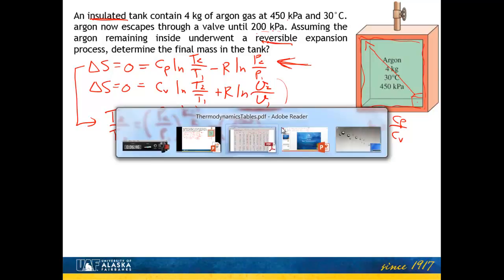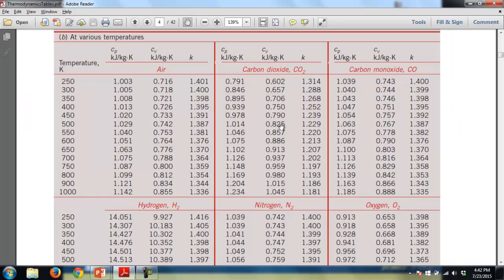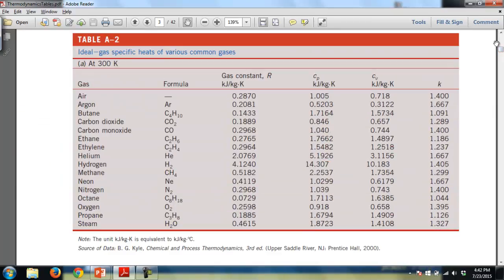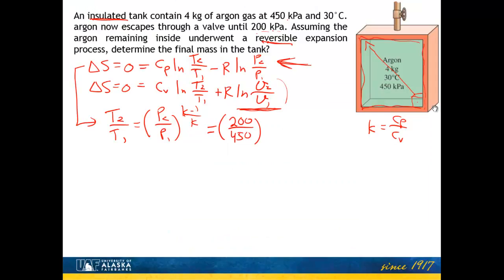So let's go to our tables to do that. And looks like I've got to go up here to A1. And oh, there's argon, A2A. There's argon. I'm looking for the ratio of the heat capacities, 1.667. Okay, so come back over there. This K is 1.667. So K minus 1 is 0.667 over 1.667. And if I go ahead and do that, that ratio of those temperatures is 0.723. So that's what T2 over T1 is.